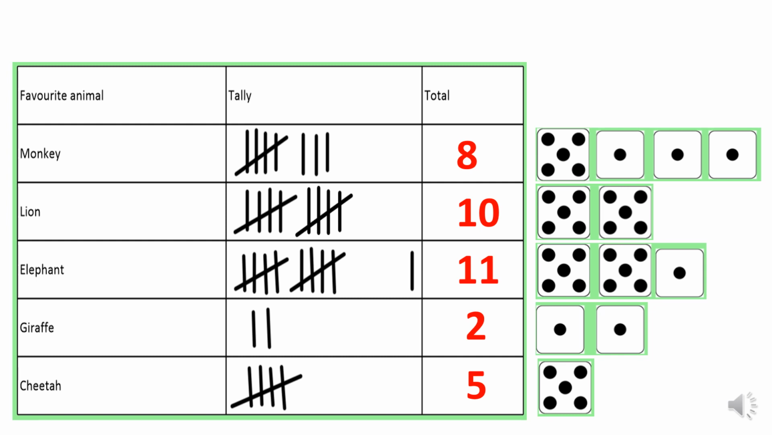And then we can use our tally charts to help us compare data. We can think about the most and the least. So looking at this tally chart, elephant has the most. It's the largest number. There's 11. Whereas giraffe has the least because there's only 2.